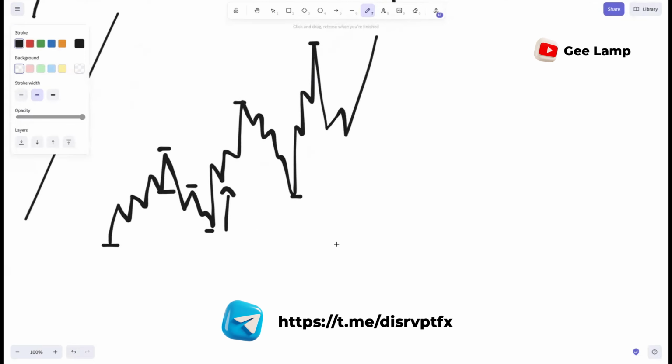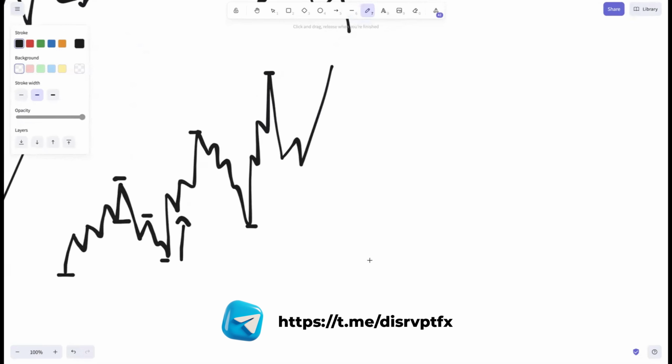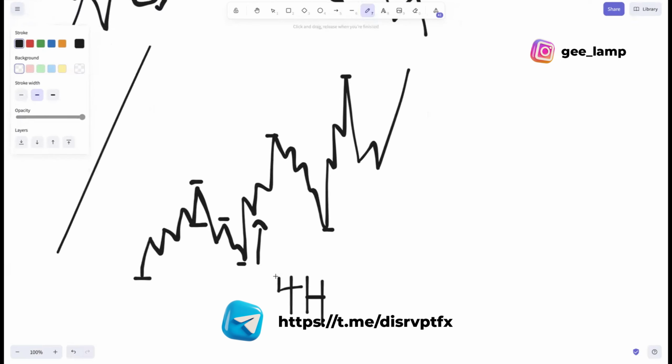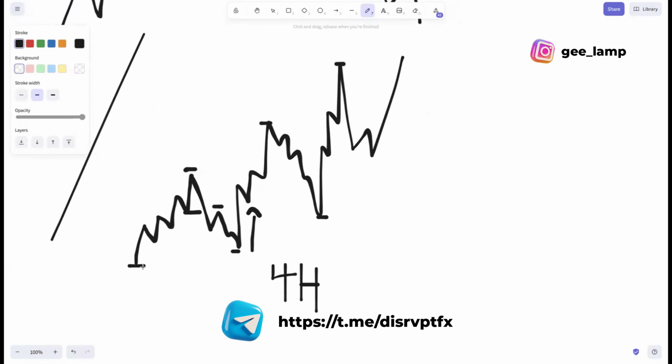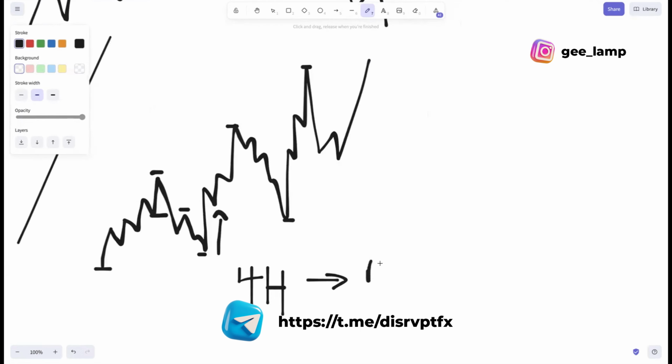Now let me break it down for you. Here in a bigger picture, let's say in a higher time frame, let's say the 4-hour time frame, we can clearly spell out that we have an uptrend. The market is moving in an uptrend. So what you would note to yourself is that the 4-hour is bullish. And there is a statement that the trend is your friend.